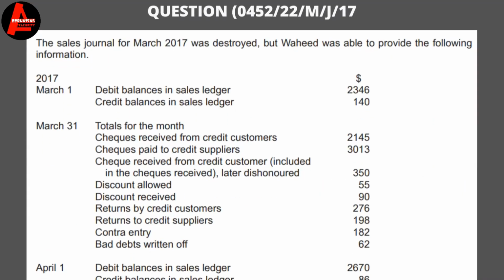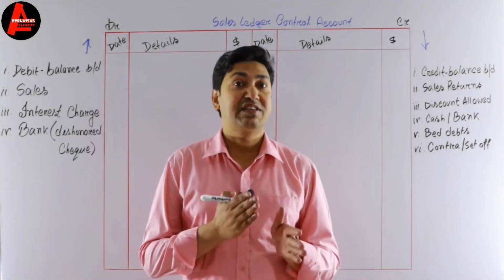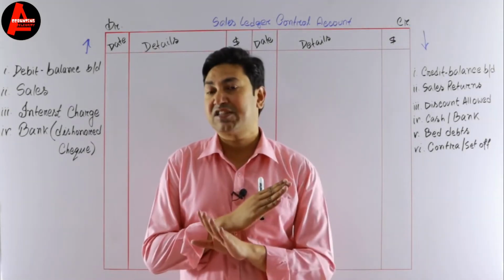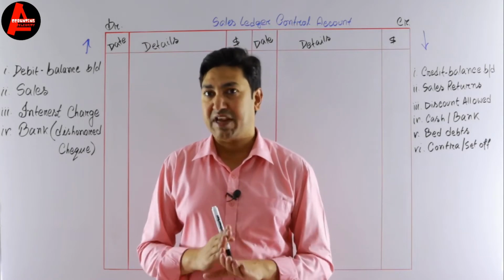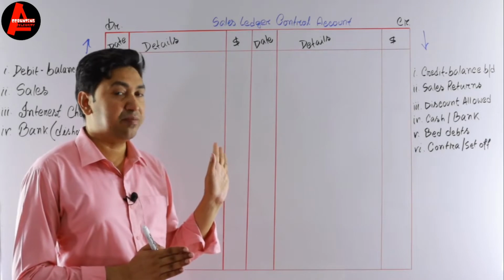Okay, look at the question here. What is written? The sales journal for March 2017 was destroyed. Okay, but Wahida was able to provide the following information. So the sales journal was destroyed. That means there is no value of sales. So in this account now we have to calculate the value of sales.